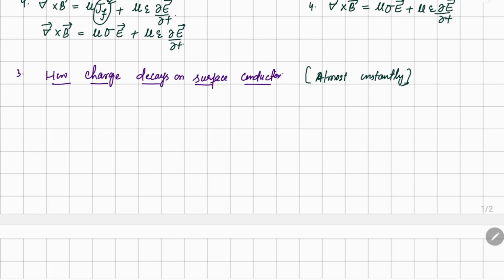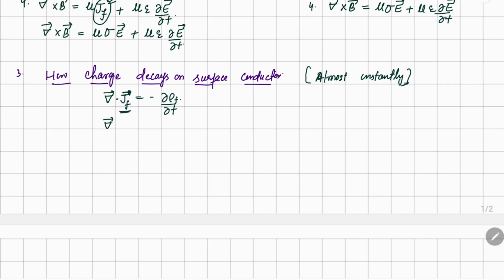We know the equation of continuity: del dot J equals minus dou rho by dou t. I hope you know this. I don't need to derive it right now. Since we have here free current density and free charge density, it is J_f and rho_f. It's very important. Now, the assumption is that this free current density follows Ohm's law.